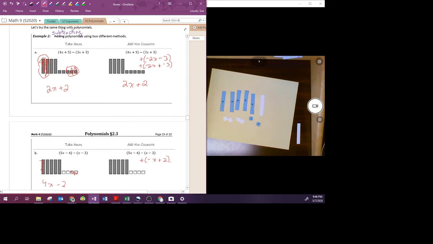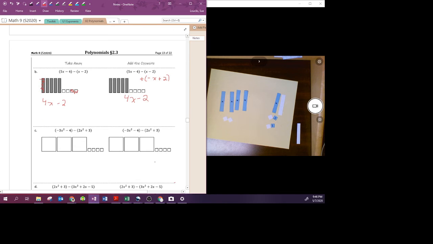Okay? And then again, I'm looking for my zero pairs. So there's a zero pair, and there's a zero pair, and there's a zero pair. And I'm left with 4x minus 2 again. Always makes me happy when I get the same answer going two different routes, because that's how math is supposed to work.